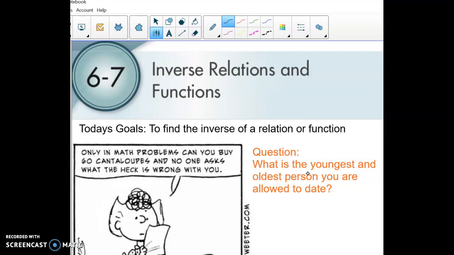Amazingly, there actually is a math formula for this. If you just Google search what's the youngest person you can date, you'll find this little math formula that I've heard of before. We're going to use that to talk about the youngest and oldest person you're allowed to date. So, our goal is to find the inverse of a function, or technically a relation, and they're pretty much the same. There's one minor little difference.